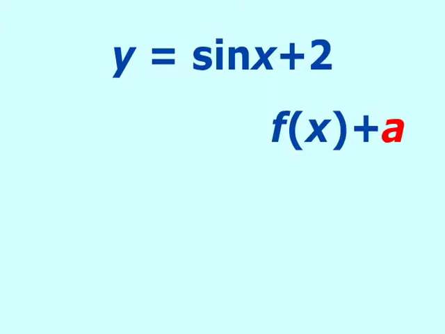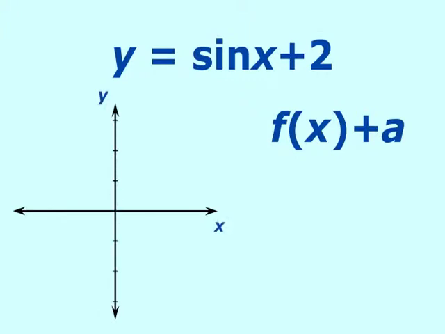This is of the type f of x plus a. That means a is a vertical shift up 2. So to graph this, we will do nothing more than get what is our normal horizontal axis and move it up 2. And we will graph a sine wave because we have not changed that part at all as we did before. And two periods go from negative 2 pi to 2 pi.